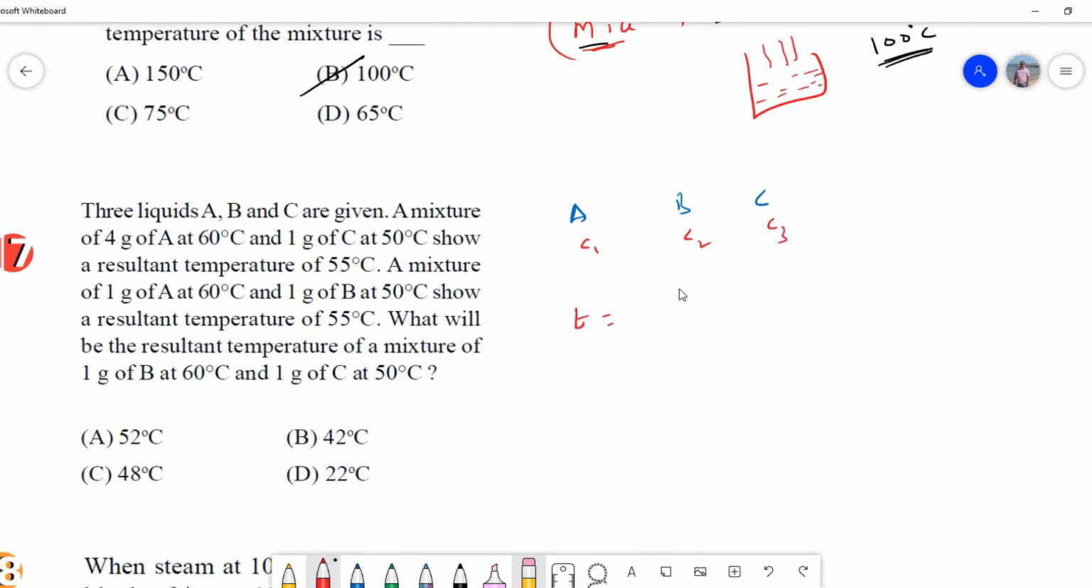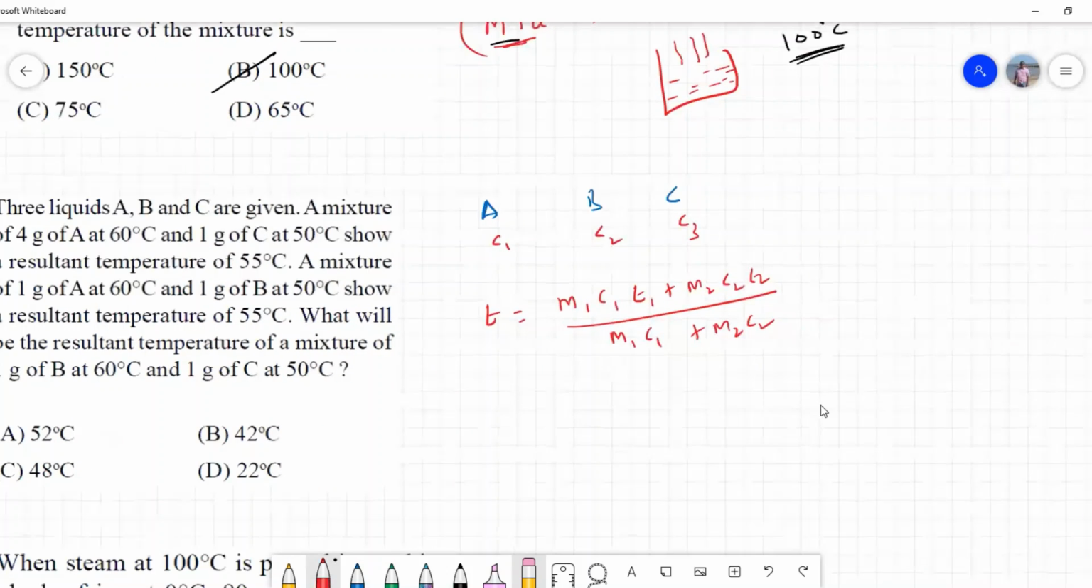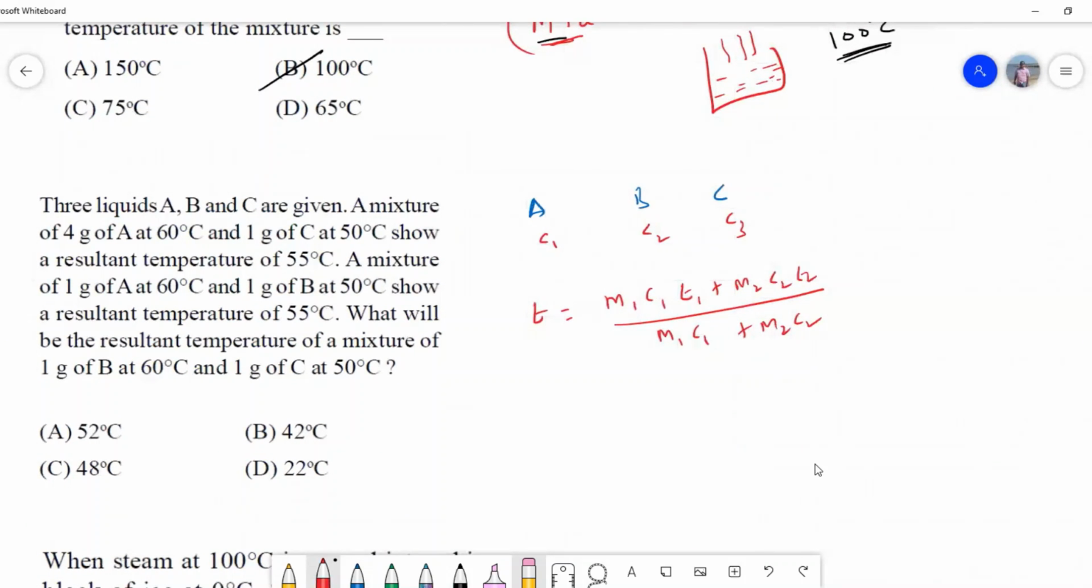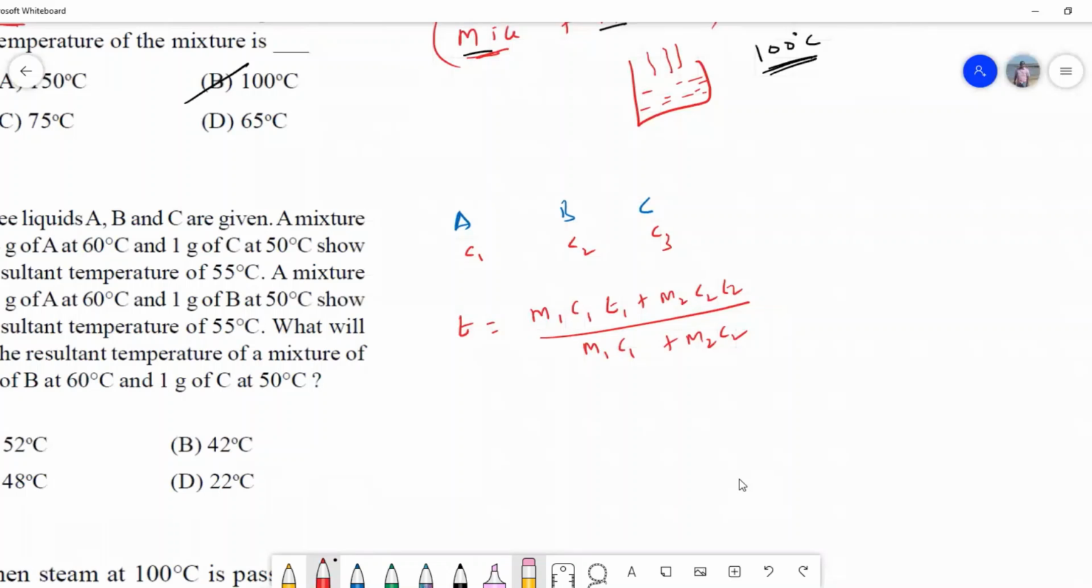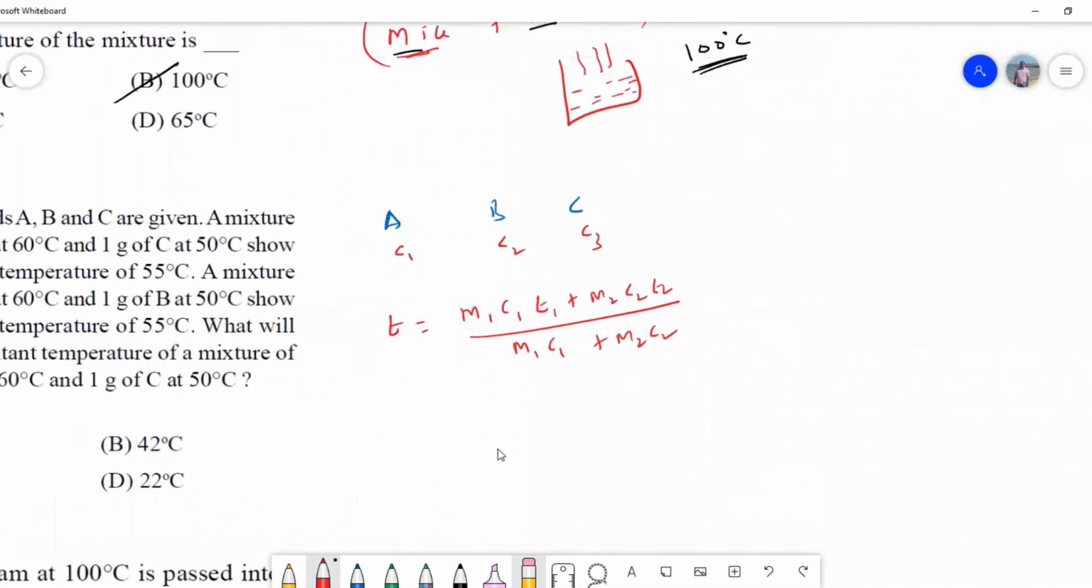In general, what is the resultant temperature formula? M1C1T1 plus M2C2T2 whole upon M1C1 plus M2C2. So I'm going to apply this formula 3 times. First time, what are mixed? A and B are mixed. Sorry, A and C. A and 1 gram of C are mixed. So let me take the first one, A plus C. So the resultant temperature is given as 55.